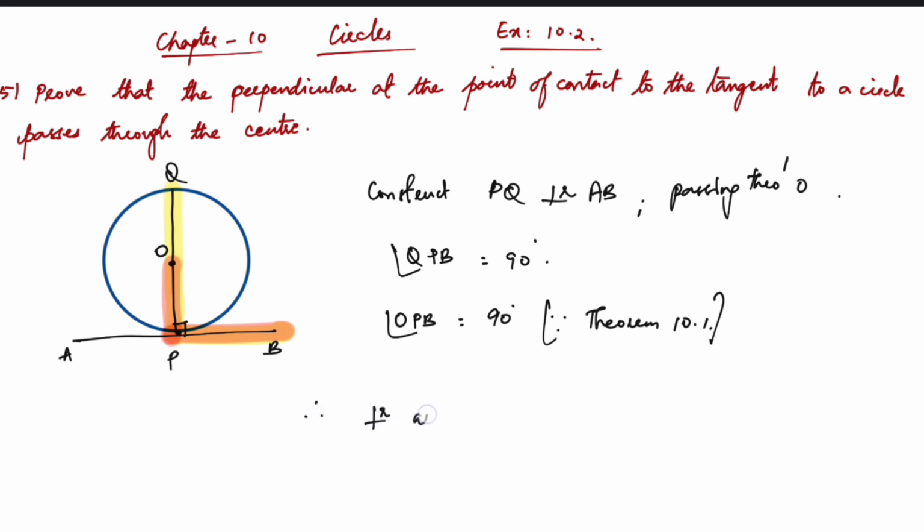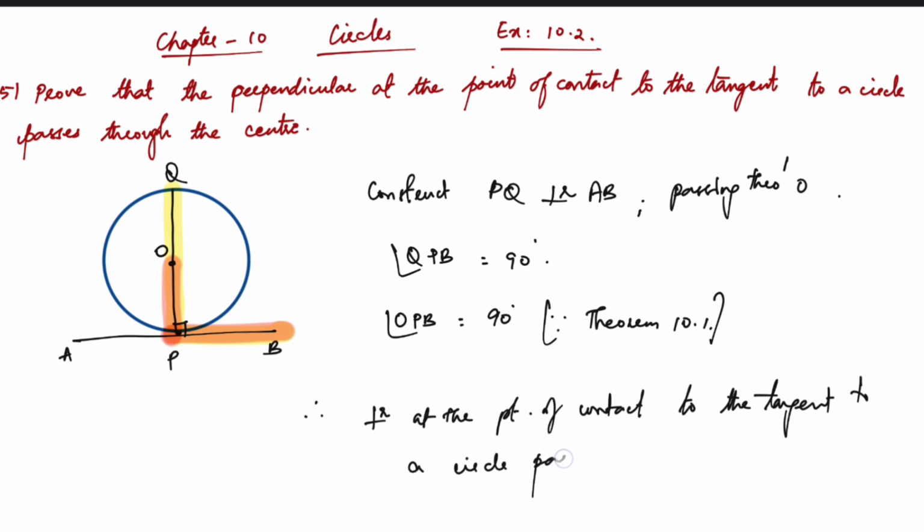With this, we know that the perpendicular at the point of contact to the tangent to a circle passes through the center.